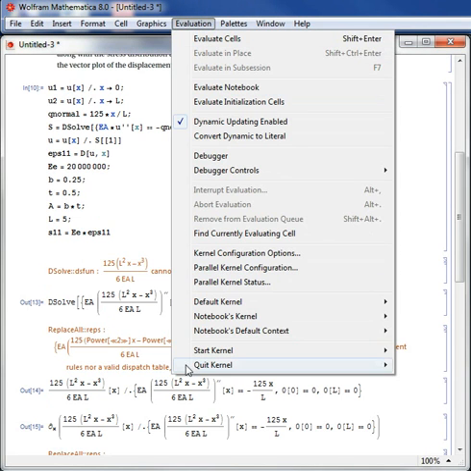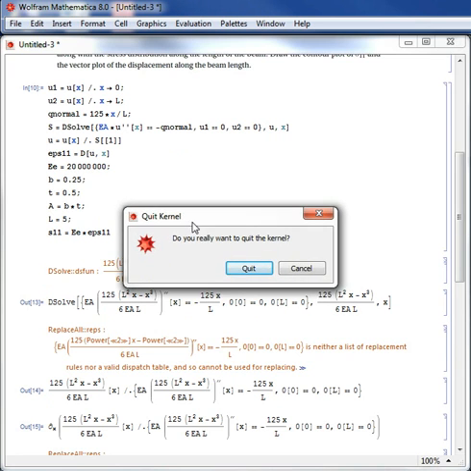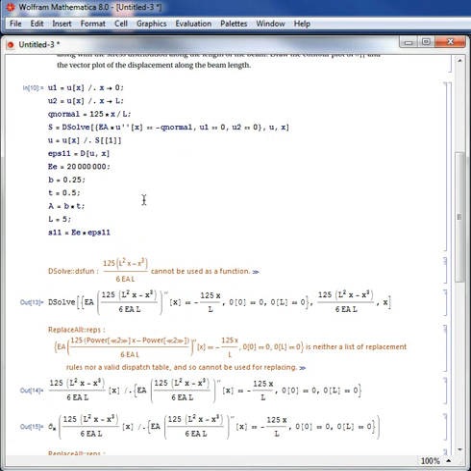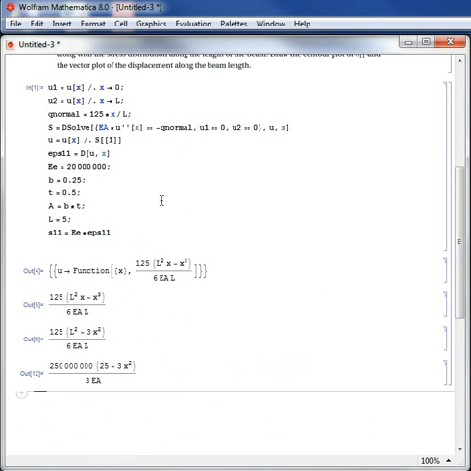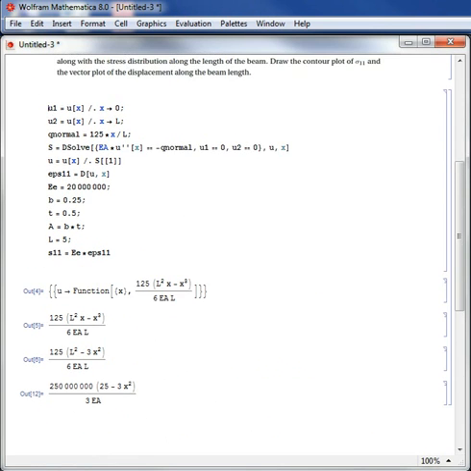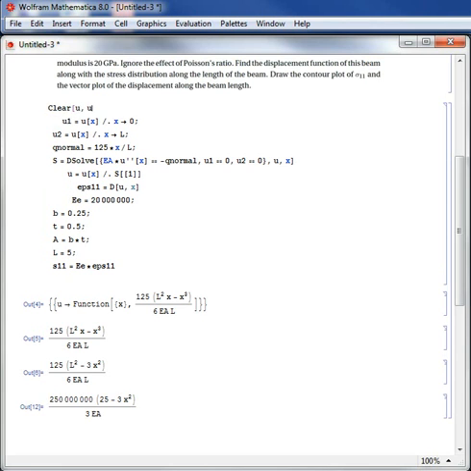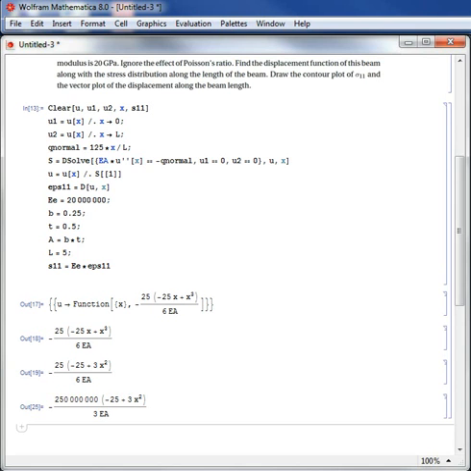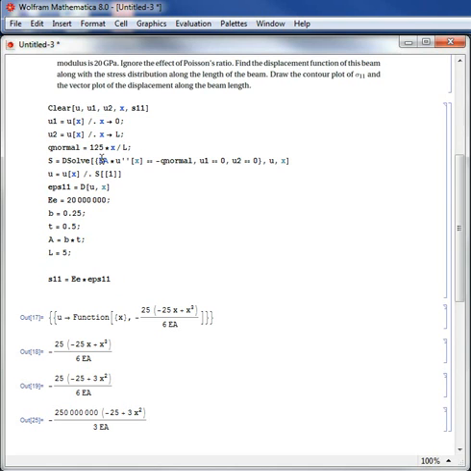and I should have started from scratch. I'm going to quit the kernel again, quit, shift enter, and here's the solution. Another thing is that perhaps I should always start with clearing all the variables, and shift enter, and that finally gives me the solution for sigma 1, 1 as a function of EA. So I have to say what EA is, because I use the variable here called EA. EA is in fact equal to Young's modulus multiplied by the area. And here's the solution for S11.